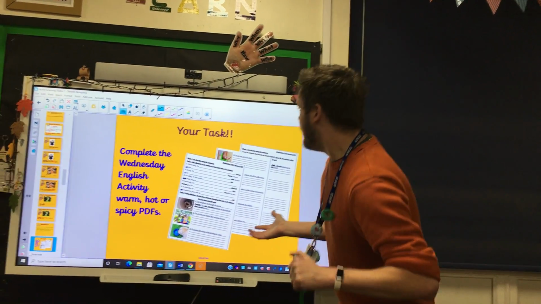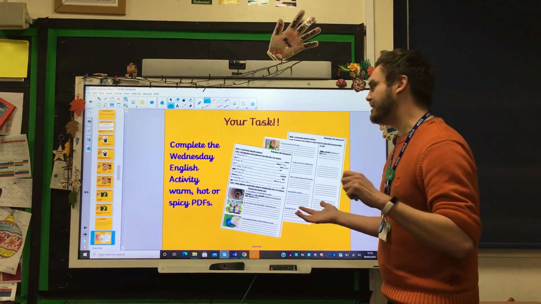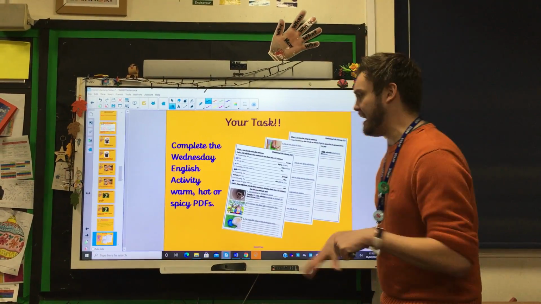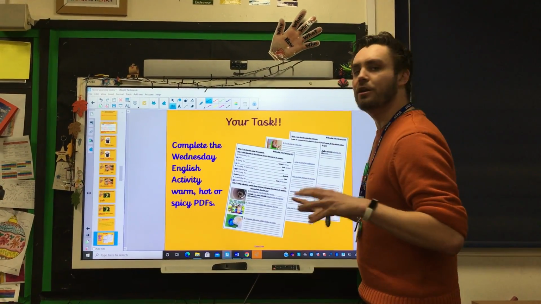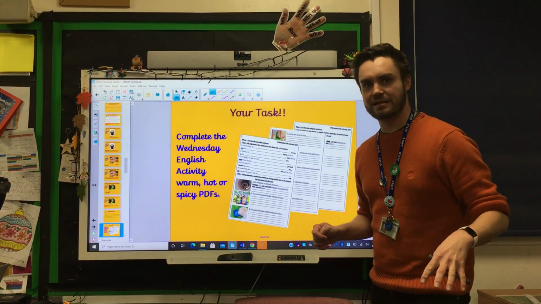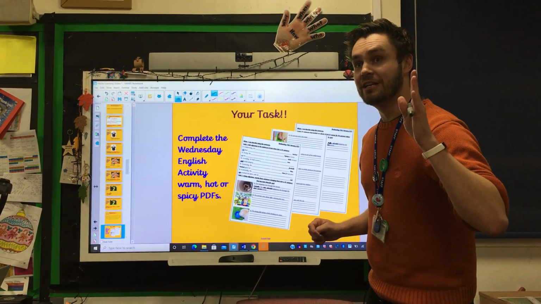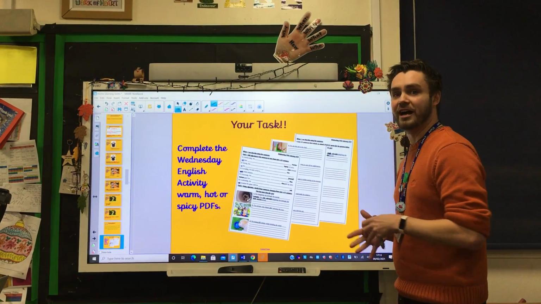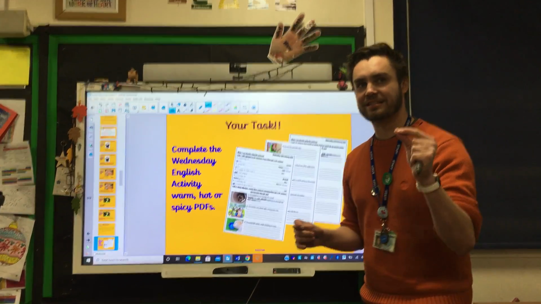Some of you might be going, Mr. Paul, it's the same pictures as yesterday. It's the exact same sheet as yesterday. That might be your first reaction, but please look carefully. Yes, the pictures are the same, but the task today is to use 2A sentences to describe. So you are looking at the same pictures, but a slightly different task.